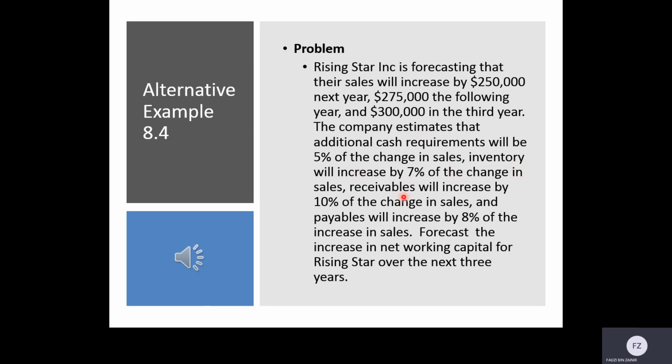Inventory will increase by 7% of the change in sales. Receivables will increase by 10% of the change in sales, and payables will increase by 8% of the increase in sales. Forecast the increase in net working capital for Rising Star over the next 3 years.